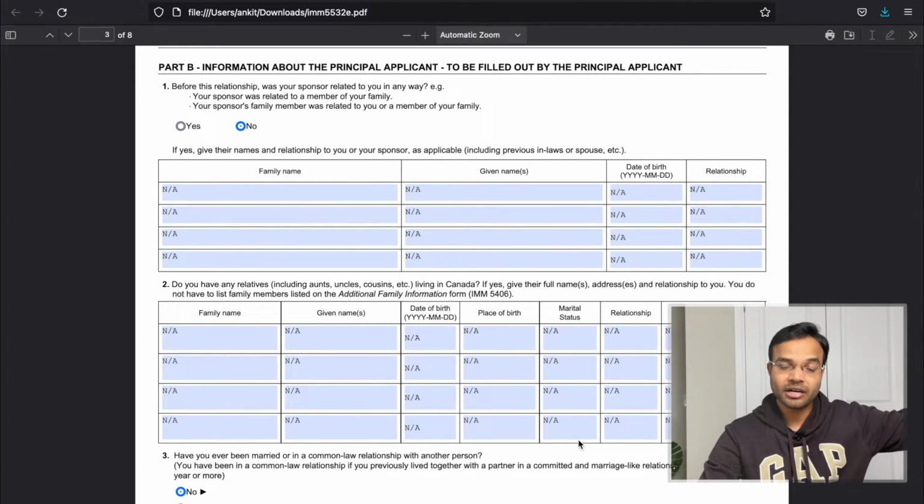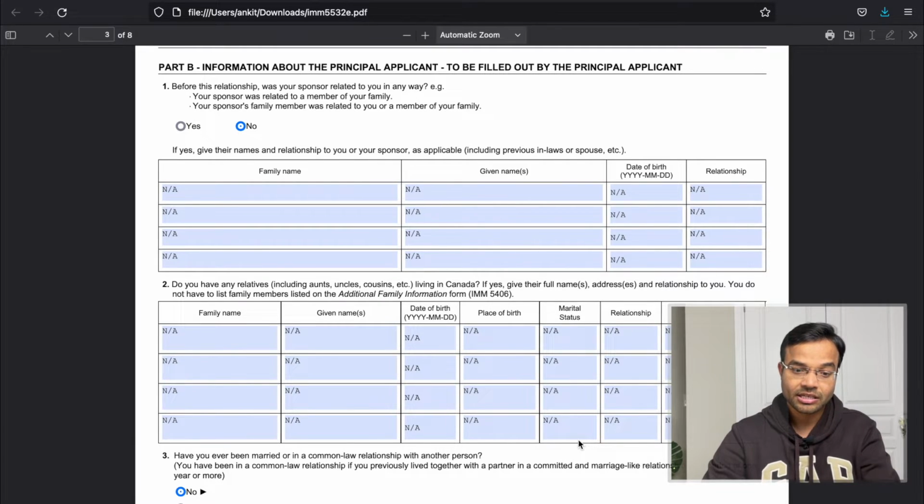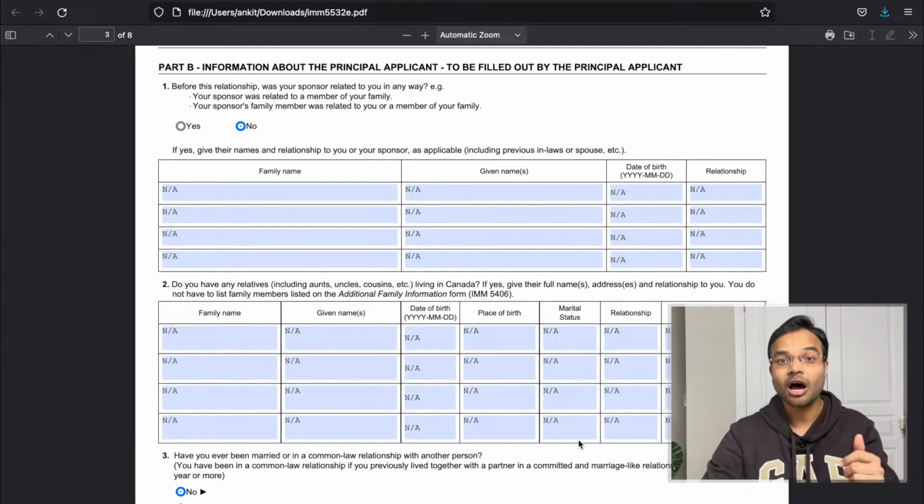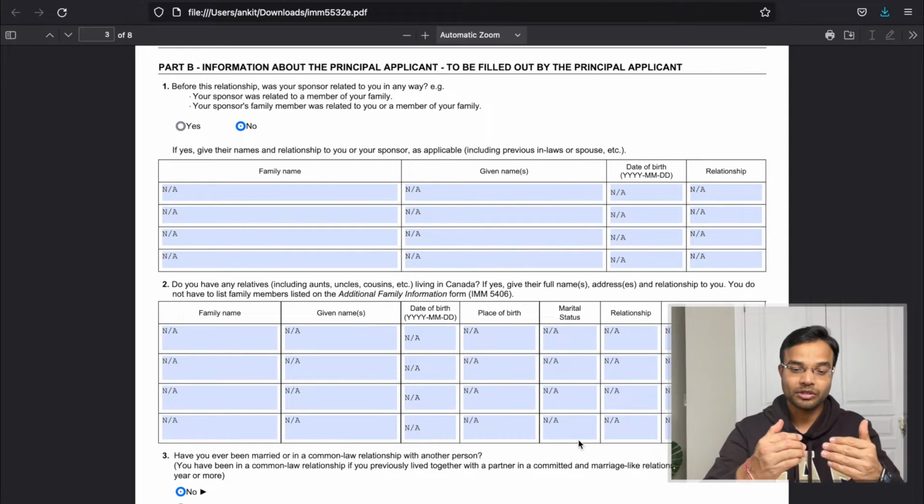So there is an extended relation that applies in your case. In that case, you are going to select yes and then provide what that relationship is and how they are connected. So how is the principal applicant related to the sponsor?